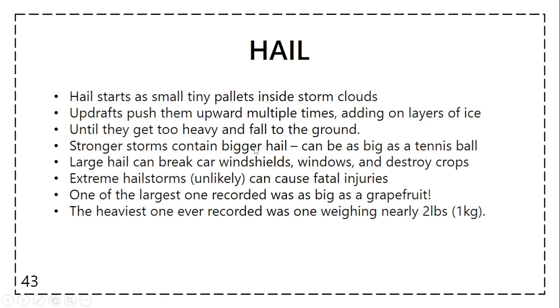Hail. Hail starts with small, tiny pellets inside storm clouds. Updrafts in the cloud push them upwards multiple times, adding a layer of ice every time it does so, until they get too heavy and fall to the ground. Stronger storms contain bigger hail, which can be as big as a tennis ball. Large hail can break car windshields and destroy crops. Extreme hailstorms, which is very unlikely, can cause fatal injuries. One of the largest recorded was as big as a grapefruit. The heaviest one recorded weighed nearly 1 kg.